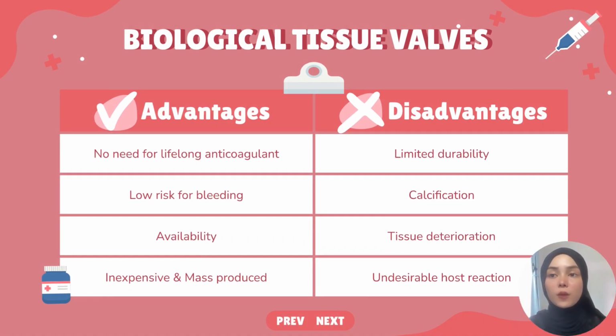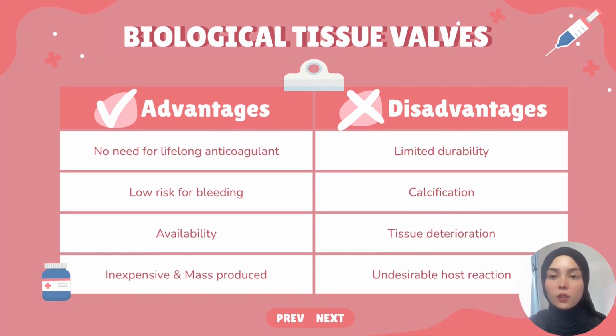Here is a simplified explanation of the advantages and disadvantages of bioprosthetic valve. Advantages: no need for lifelong anticoagulant, low risk for bleeding, availability, and inexpensive and mass produced. For disadvantages: limited durability, calcification, tissue deterioration, and undesirable reoperation.